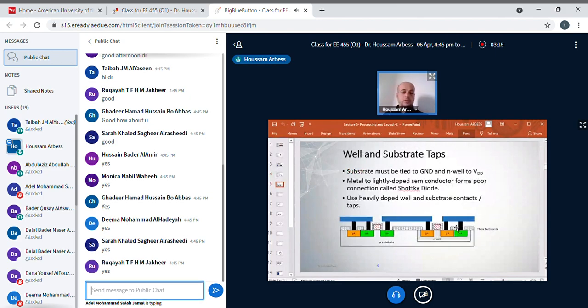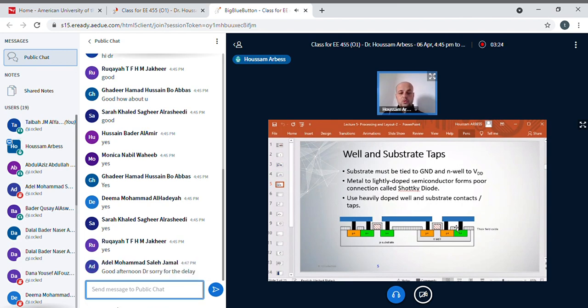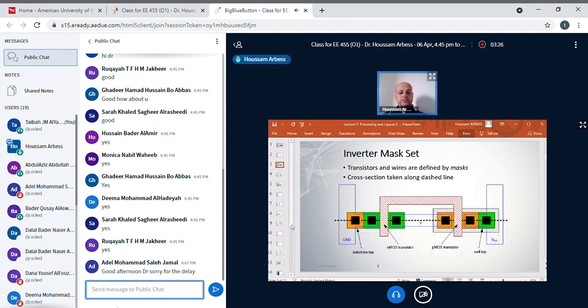Here you can see a cross-section view of the inverter. What I mean by cross-section view: this is called layout. This is a layout for the inverter. Now, if I ask you to sketch, let me ask you here.